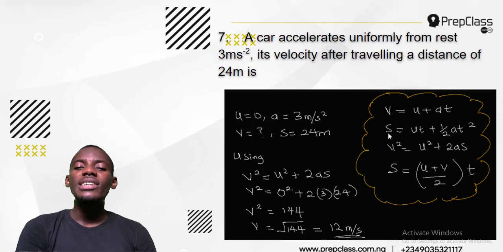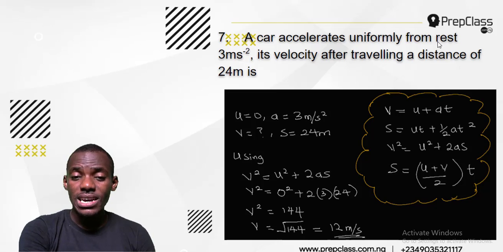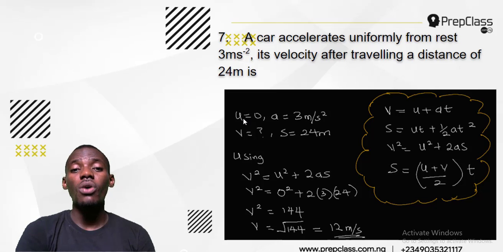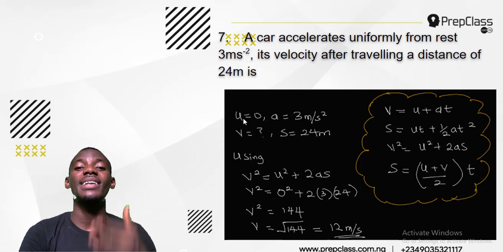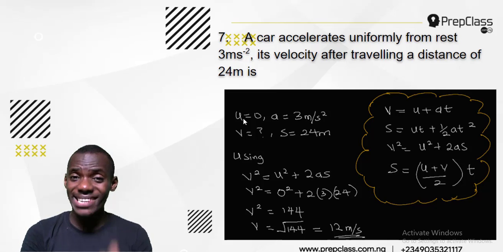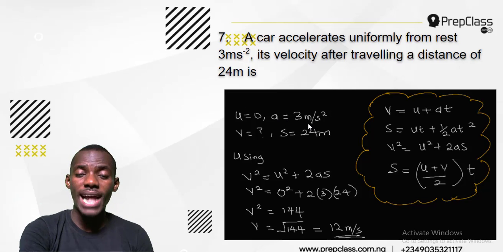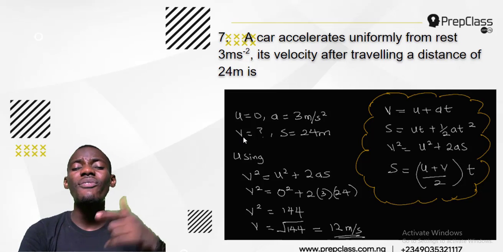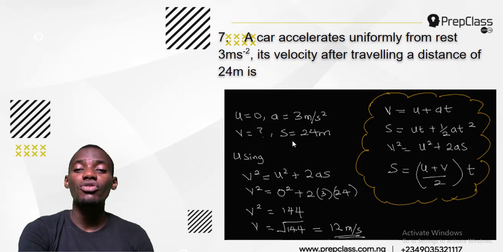Now, in the question, when it said rest, it means that the initial velocity, or the speed of the car at the beginning, was zero. It was not moving. It was at rest. So you must notice, in any physics question when they say rest, rest means that U is zero. Then the acceleration is 3 meters per second square. Then I'm to find the final velocity, which is V. Then my distance is 24 meters.